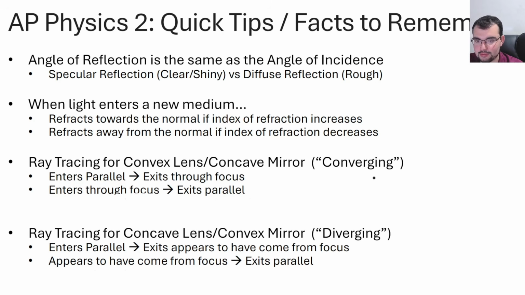Now for ray tracing, if you have the converging type optical instruments that have real focuses, where light is going through an actual focus, if your ray enters parallel to the axis, it goes through the focus on the way out. If it goes through the focus on the way in, it exits parallel. So those two rules exactly mimic each other. And then if you have the diverging case, that means if your rays enter parallel, they exit where it appears that they came from the focus. So it appears that the focus was sort of generating the light. And similarly, if it appears that it came from the focus, it's going to exit parallel.